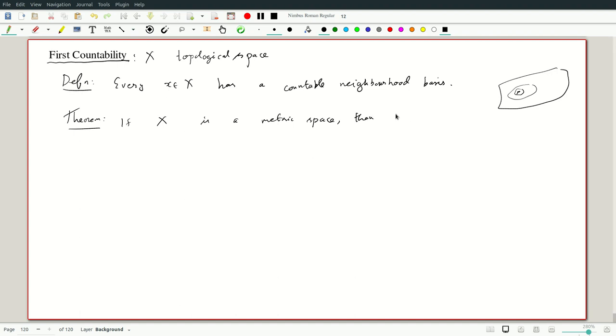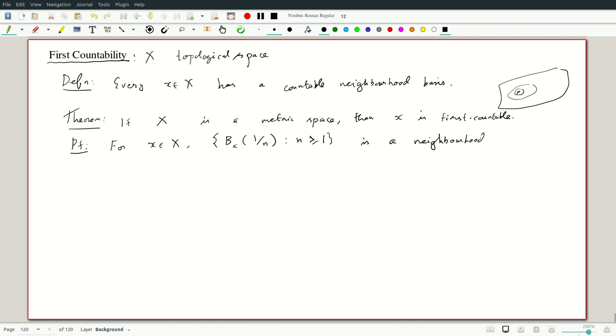If X is a metric space, then X is first countable. So metric spaces may be too big to be second countable, but they're always first countable, and that is because for x in X, in fact, I can take all rational numbers, but this is good enough, B_x(1/n) for n greater than or equal to 1 is a neighborhood basis. Okay, so this is the first set.